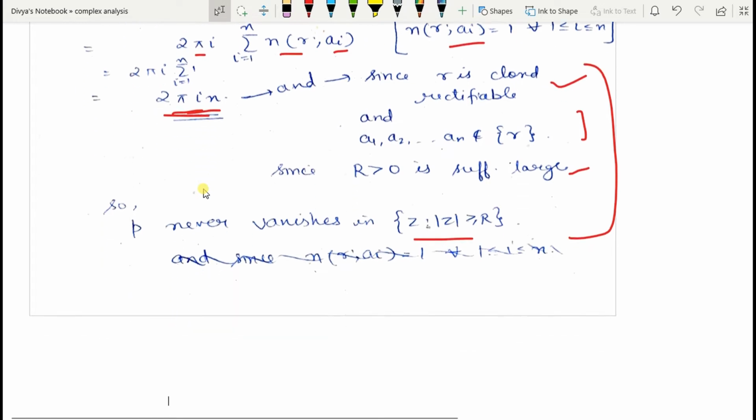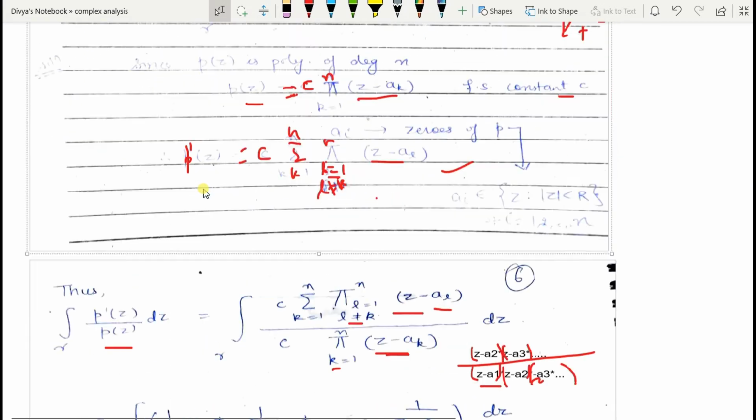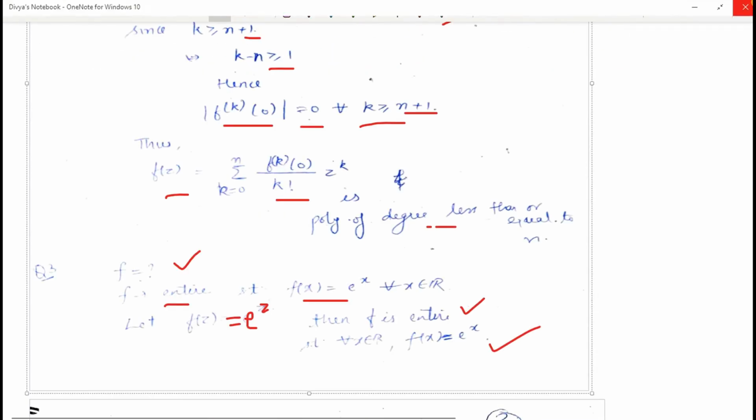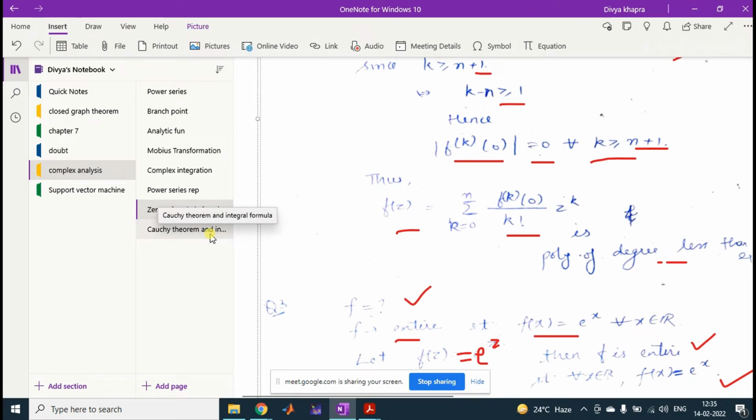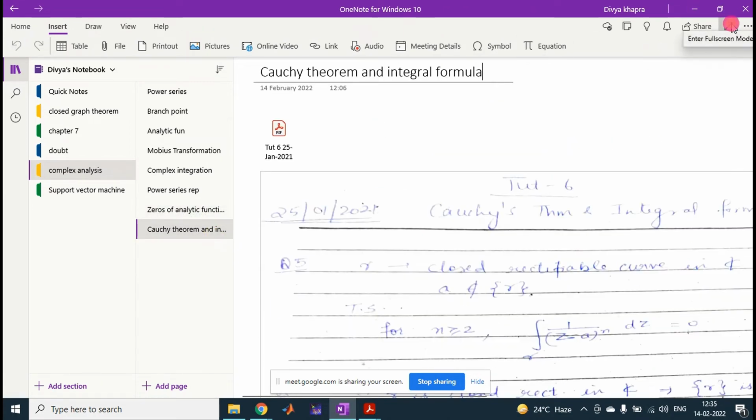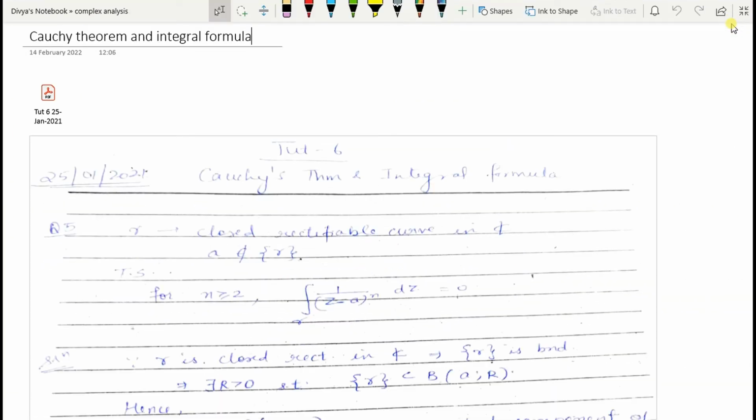Any doubt? Is this section clear? Yes. Okay.